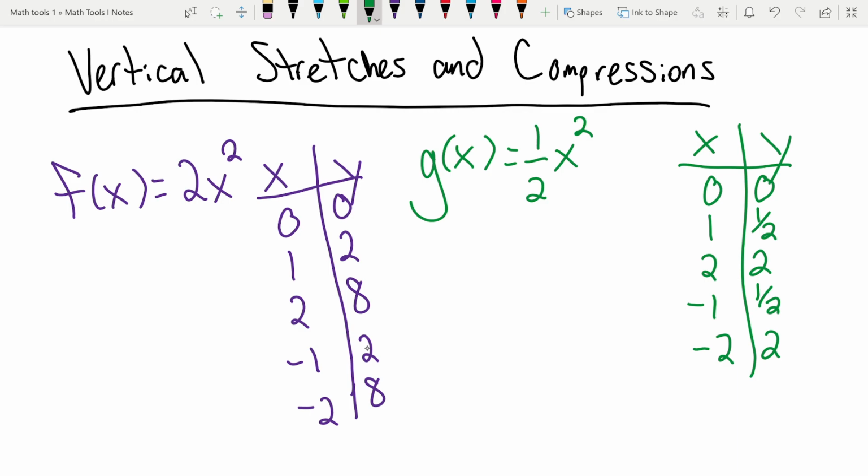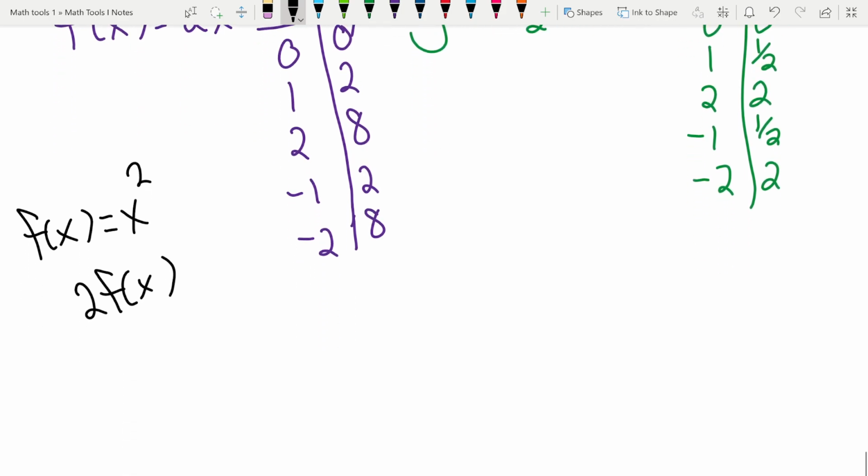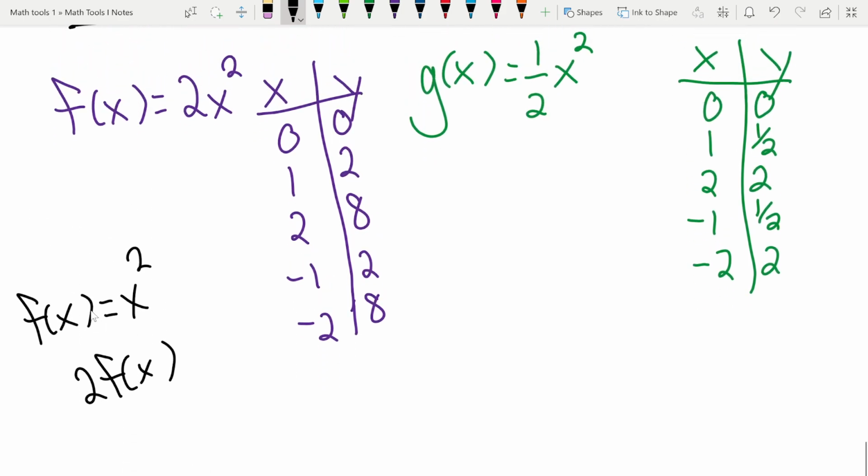So on the 2x squared, the outputs are being multiplied by 2. And on the 1/2 x squared, the outputs are being multiplied by 1/2. So again, this should make sense if we think about f of x equals x squared as the parent graph, then this one up here would be 2 times f of x, right? I gave it the same name, but same idea here. Okay, so we're taking all of the outputs, all of the f of x's, and we're multiplying them by 2.